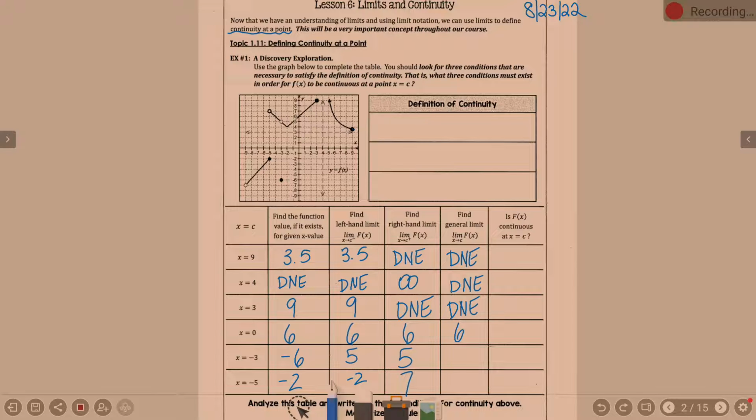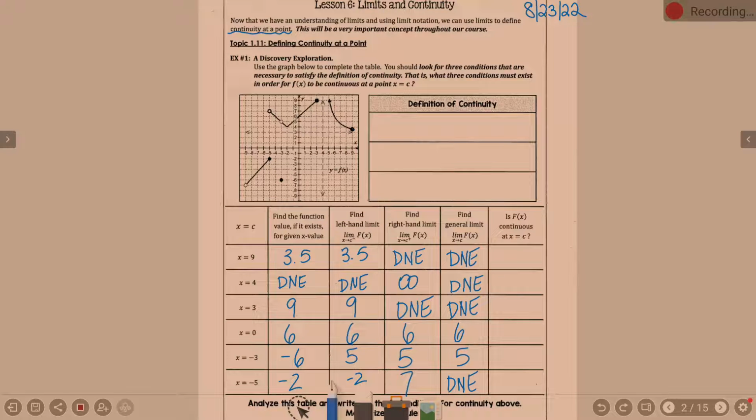5 from the left, 5 from the right, so 5. Does it matter that the x value had a different assigned y value? Does not. And the limit as x approaches -5? Yeah, -2 and 7 are not the same again, so it does not exist. If you look at the graph, does the graph give you those same answers? Yeah, it was just quicker since we already had them filled in on the chart.